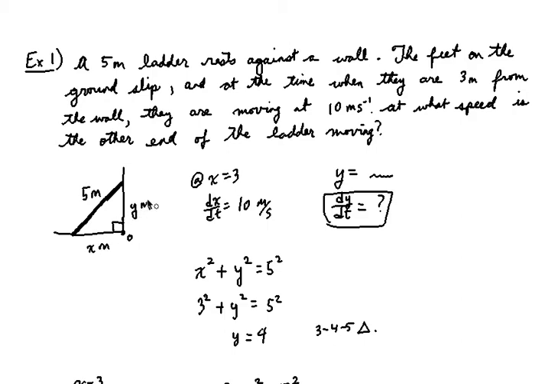We want to connect this variable and this variable, and then we can find the connection between the rates of those using implicit differentiation. So let's first find the relationship between x and y. By Pythagoras' theorem, we're going to find x squared plus y squared is 5 squared. And since we know x is 3, we can now solve for y. So when x is 3, y will be 4.